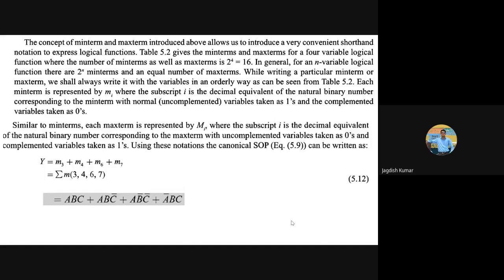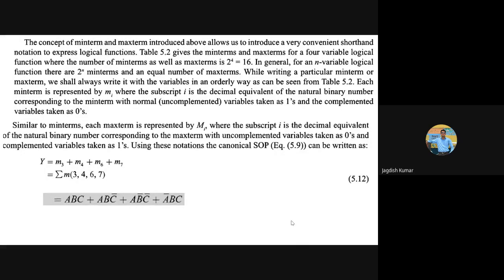m4 is equal to 1, 0, 0. So A, B bar, C bar. m5 is 1, 0, 1, A, B bar, C. m6 is 1, 1, 0, A, B, C bar. m7 is 1, 1, 1, which is A, B, C. Okay, now follow this expression.